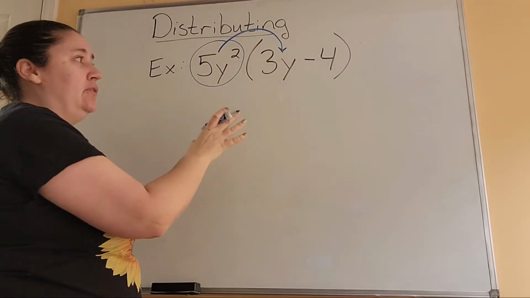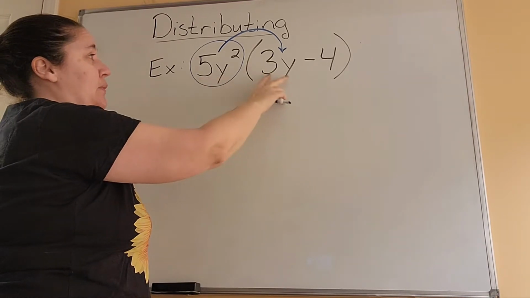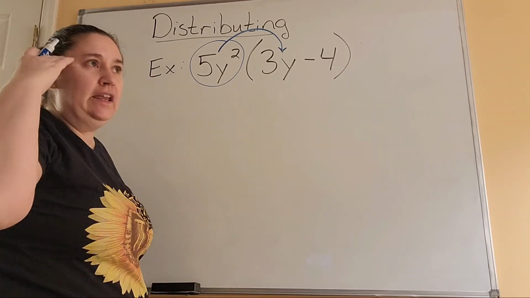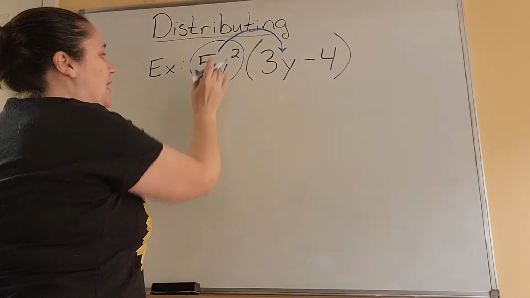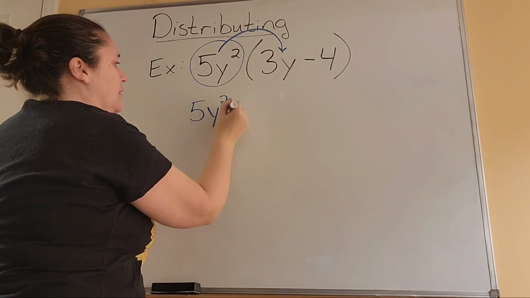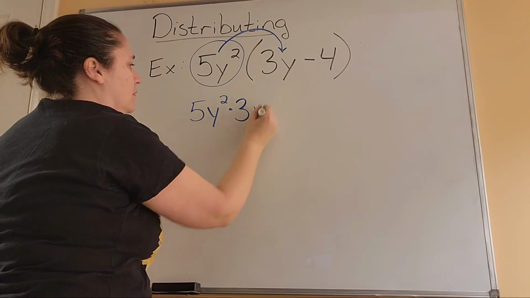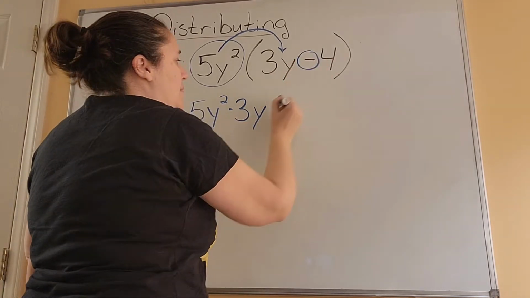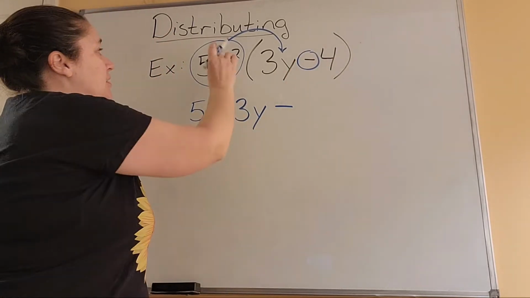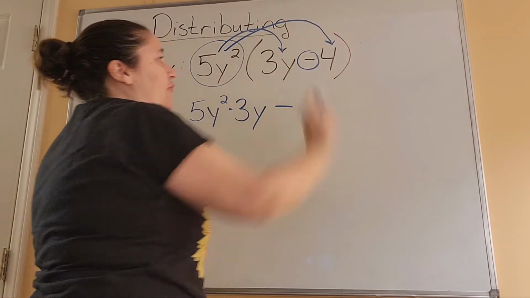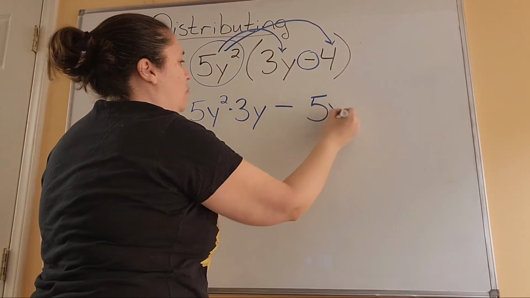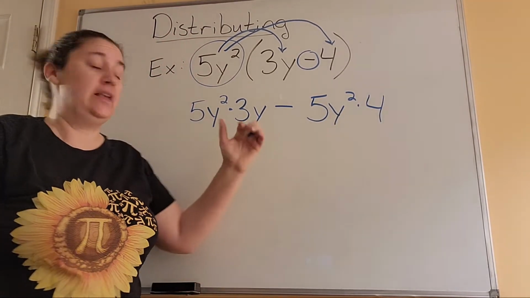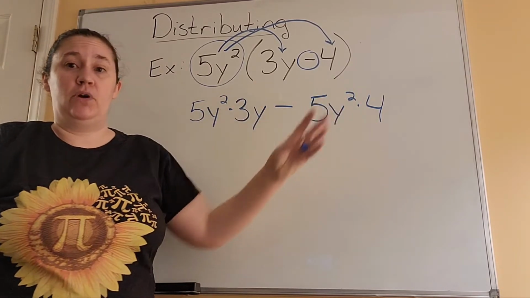And before I write down the answer of what 5y squared times 3y is, I'm just going to write it out because it's hard for me to hold numbers in my head. So I'm just going to write down 5y squared times 3y. And I'll come back to that and get an answer in a second. Now I'm going to write down the minus sign, and I'm going to distribute the 5y squared to the 4. I'm going to write down 5y squared times 4. I just wanted you to see what this looks like written as the multiplication problem.